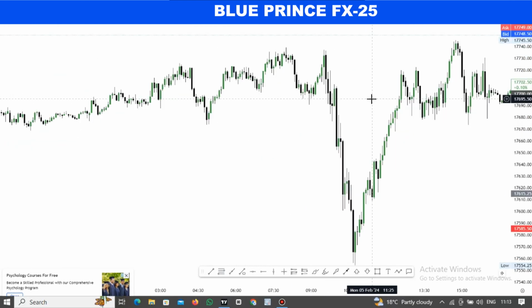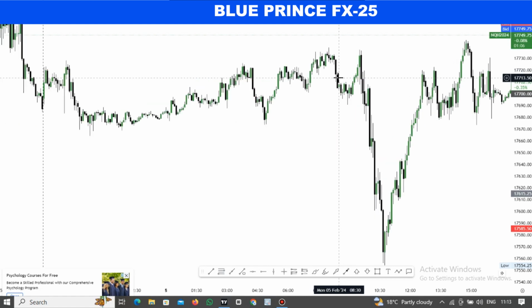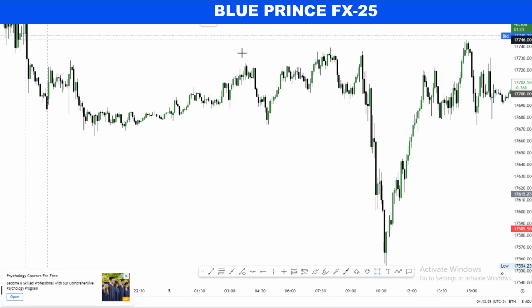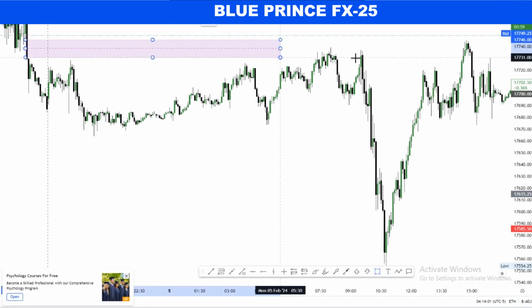Okay, our next example, still on US 100 on the 5 minutes time frame. So what do you do next? You look for your buyers. How do you look for your buyers? Go to the left here, and you realize that we have this fair value gap here, which is unmitigated, which is not balanced. So we have unfair price here.